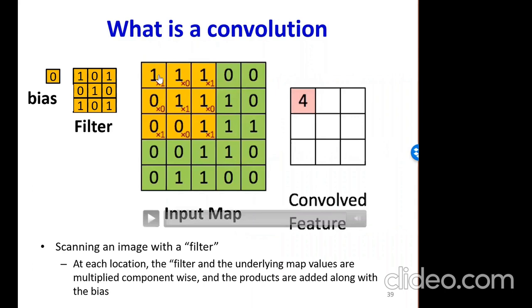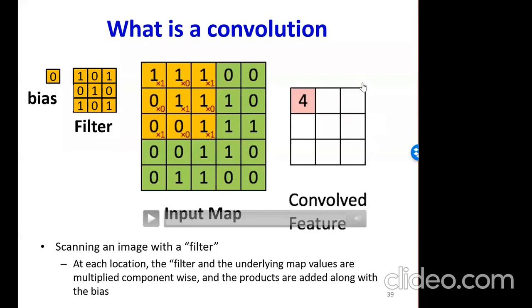So here the bold numbers are the numbers of the original map. The little numbers below are the filter values. Now we compute a component-wise product of all of these and add them up. And if you add them up, you'll find that the sum is 1 times 1 plus 1 times 0 plus 1 times 1 plus 0 plus 1 plus 0 plus 0 plus 0 plus 1. So 1, 2, 3, 4. That value 4 is going to be entered in the top left corner of the computed affine map.